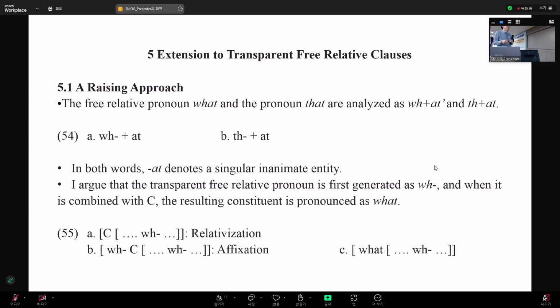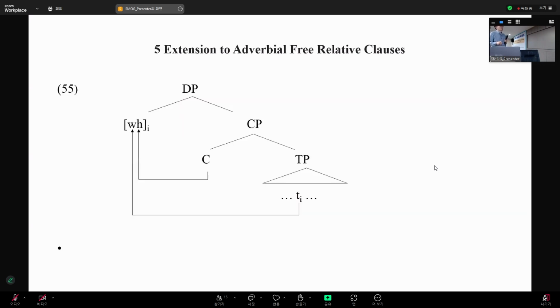Okay, I propose that what consists of WH and that, and that consists of WH and that. In both words, they denote a singular inanimate entity. That's why what and that denote singular inanimate entities. However, I argue that the transparent relative pronoun is first generated as WH. So it is generated as WH because of movement, and if C moves to this WH morpheme, then the resulting word is pronounced as that.